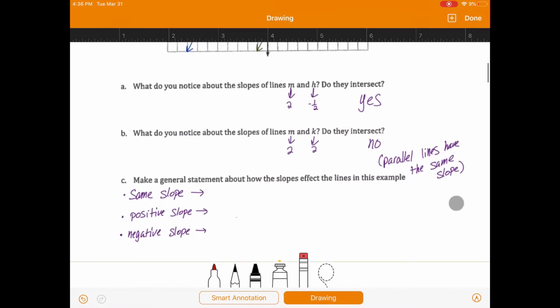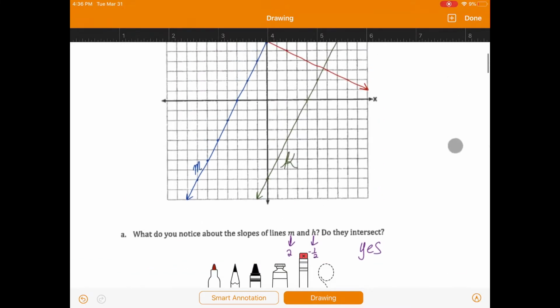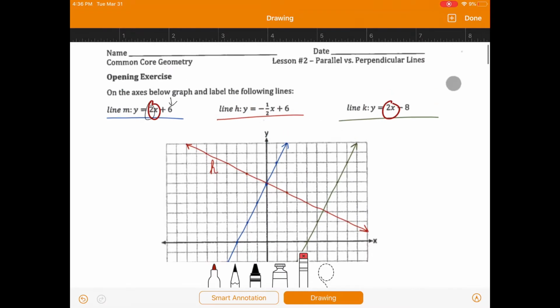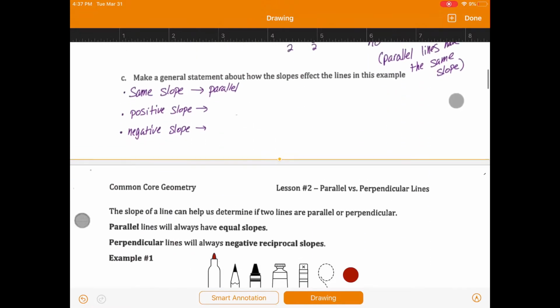So some general things that we're noticing here is that if they have the same slope, the 2 lines are going to be parallel, just like M and K, the blue and green ones that we did up here. Same slope, they're parallel. So the M value that you've got in your equations up here for y equals mx plus b, if this is the same number, then that means that they're going to be parallel.